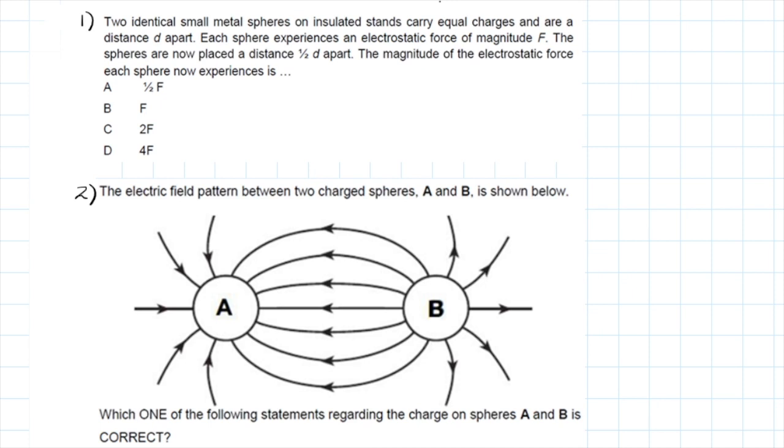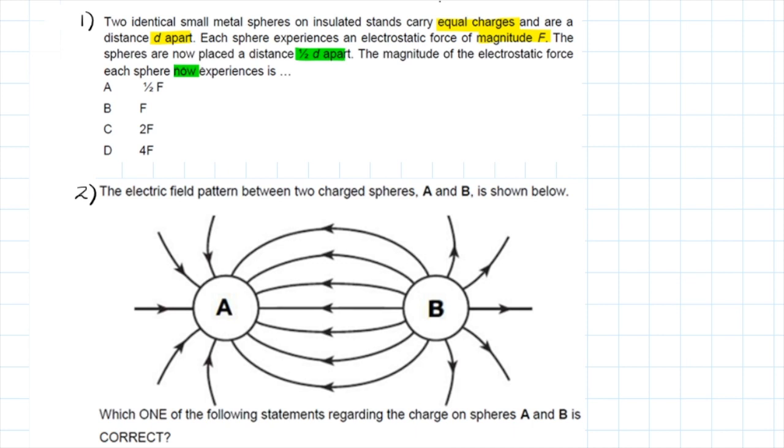We start off with question number 1, which says, two identical metal spheres on insulated stands carry equal charges and are placed a distance d apart. Each sphere experiences an electrostatic force of magnitude F. The spheres are now placed a distance half d apart. The magnitude of the electrostatic force that each sphere now experiences is A, half F, B, F, C, 2F, or D, 4F.